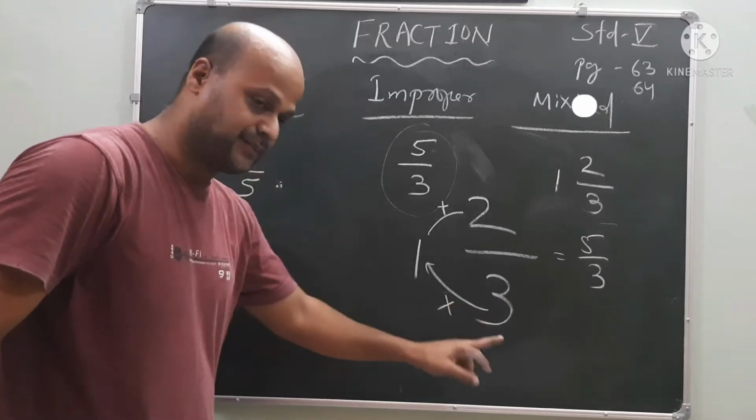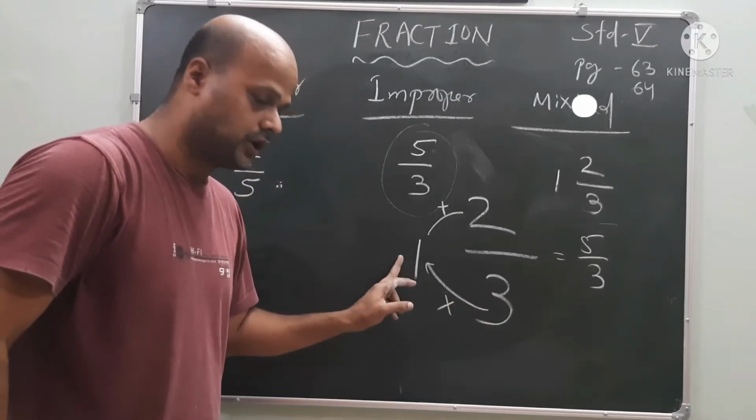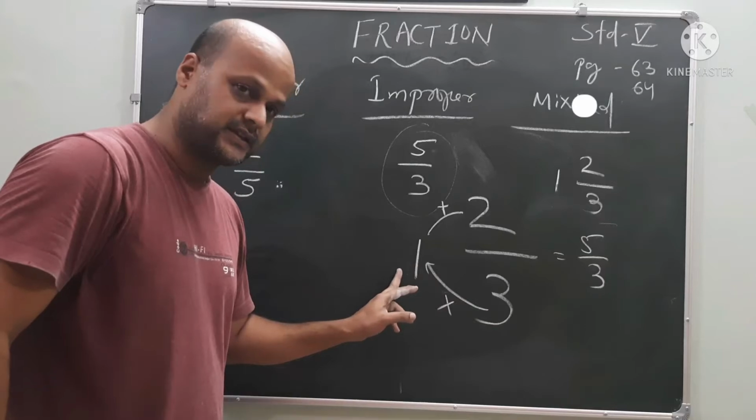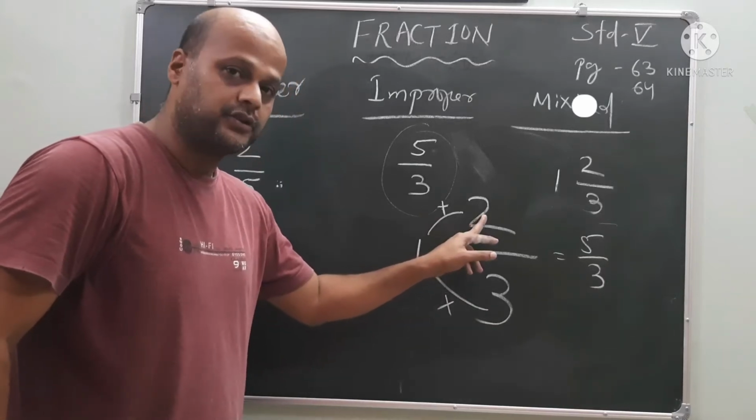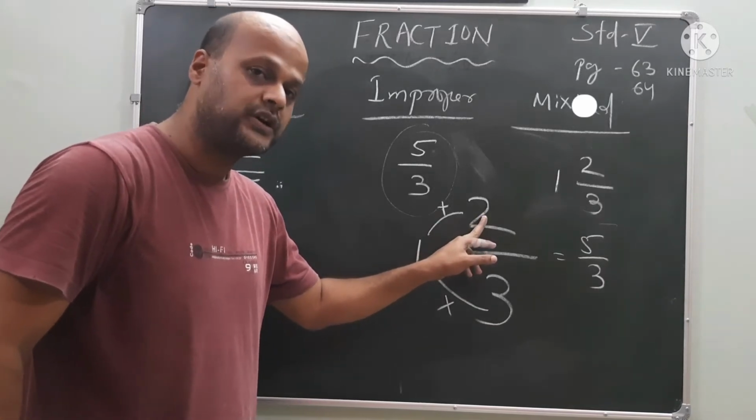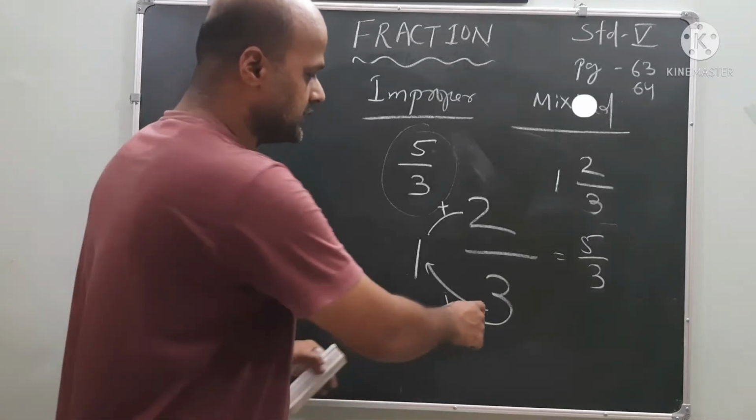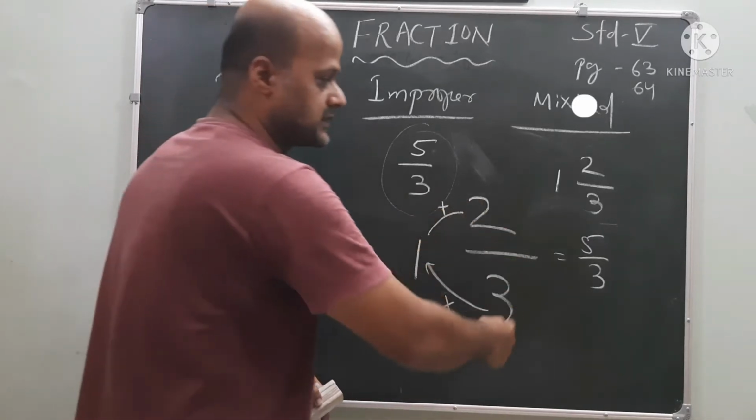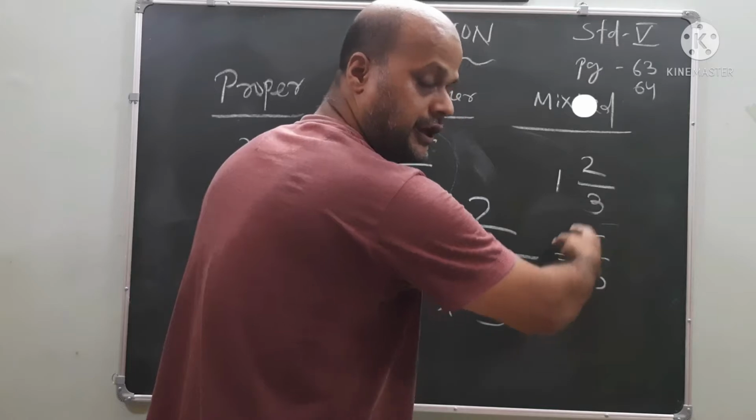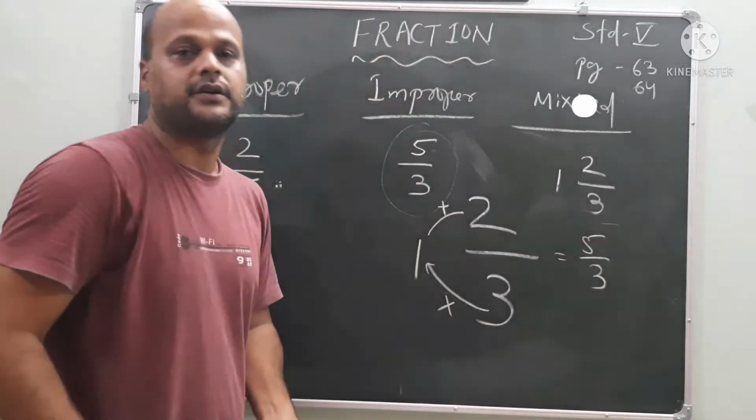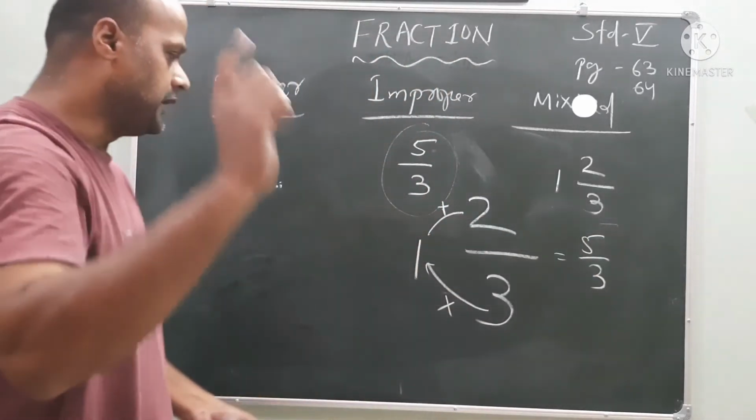3 1 ja: multiply the 3 denominator with the whole number, 3 1 ja 3, and it will be added with the numerator. 3 plus 2, how much? 5 by 3. So like this a mixed fraction can be converted into an improper one. Understood my dear friends?